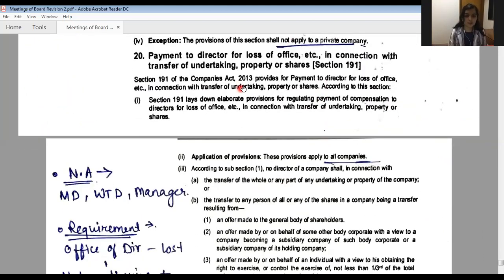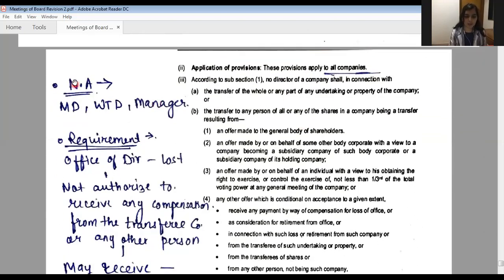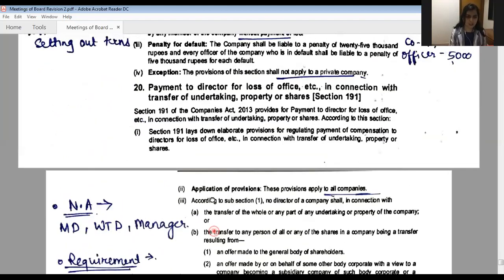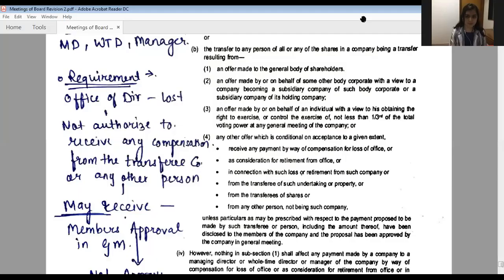The next is section 191, that is payment to director for loss of office in connection with transfer of undertaking, property or share. This provision of section 191 is applicable to all the companies. It is not applicable in case of managing director, whole-time director and manager. Then the next is the requirement, that is when this section shall be applicable.